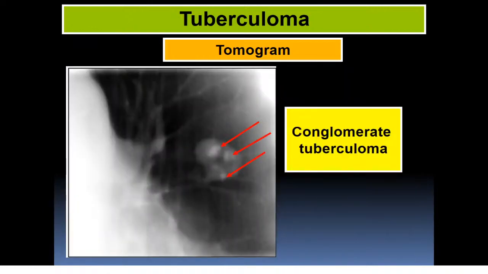On this tomography, we can see conglomerative tuberculoma. I repeat, these tuberculomas can form as a result of fusion of several foci, which are surrounded by a general capsule. These tuberculomas can form after focal and disseminated tuberculosis.